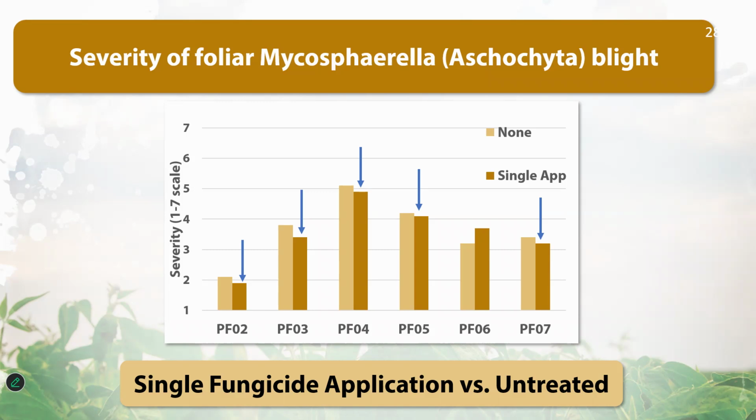And we did find moderate to severe Ascochyta blight at all sites. And then the results across all products tested, the single fungicide application provided a slight reduction in Ascochyta blight severity at 5 of the 6 trials, and they are highlighted here with the blue arrows.